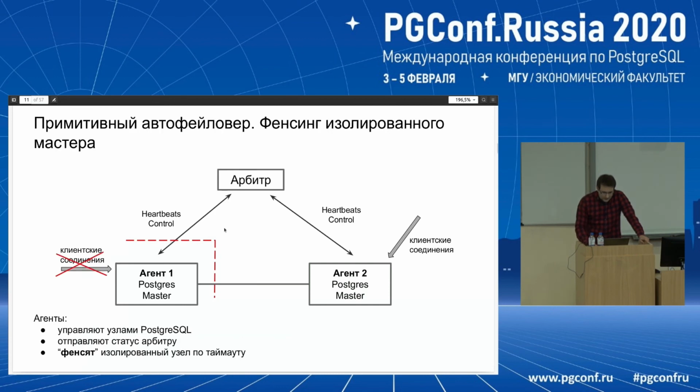I can explain how to deal with it, but a little bit later. How can we deal with this case? Above Postgres, we can implement special agents that would manage our Postgres nodes. And apart from interacting with the arbiter, sending signals and reacting to the managing signals, they would also fence the master if it was isolated.